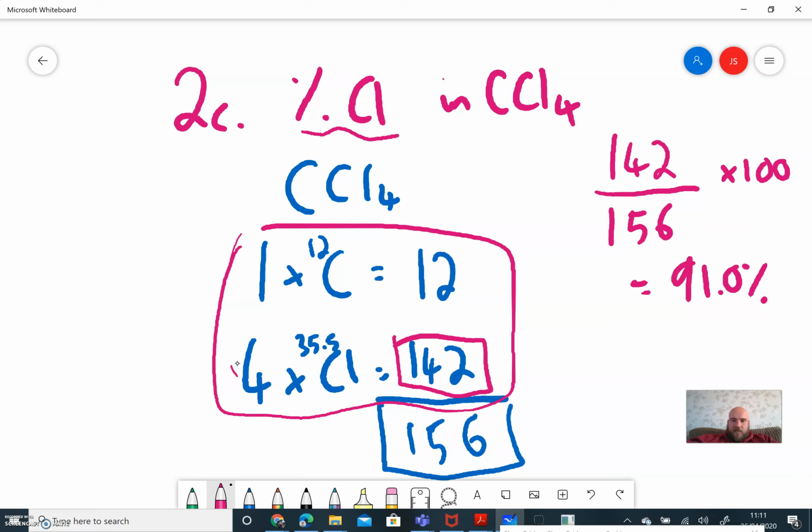Right, oh, sorry, do apologise. It's not 156. Well done for spotting that. It's 154 is the mass. So it's 142 divided by 154. That's better. 92.2%. So I'll just get rid of that.